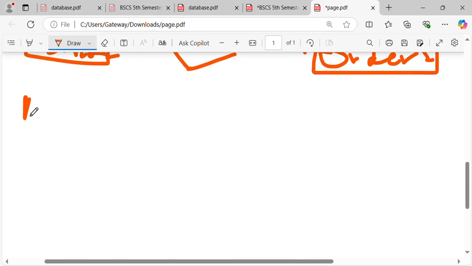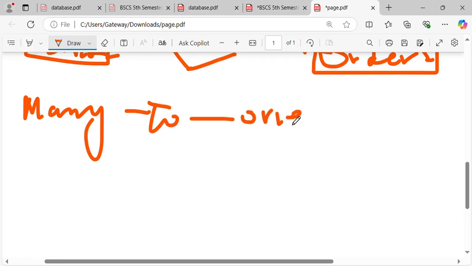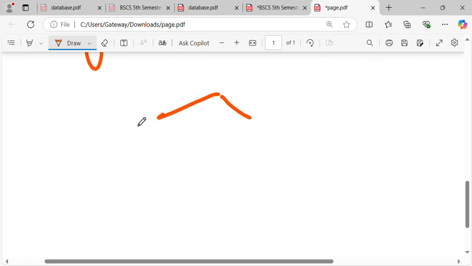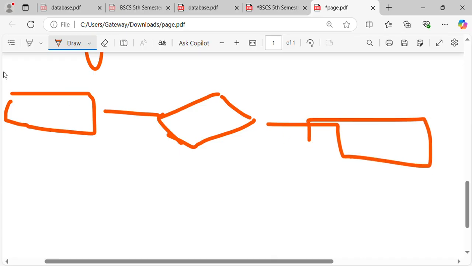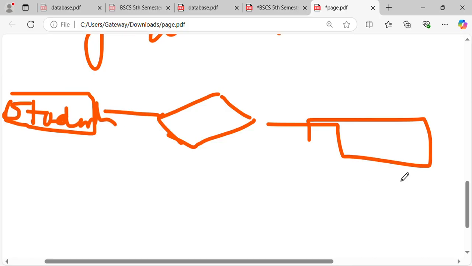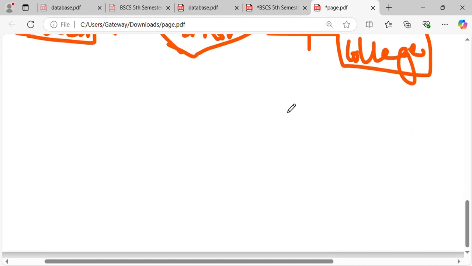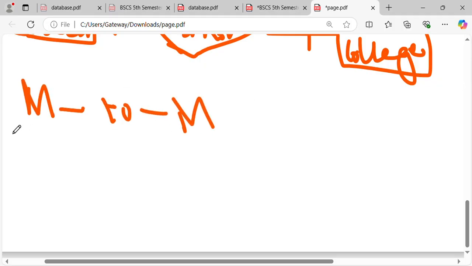Then we can have a many-to-one relationship, and we are going to have the diamond and the entities here. For example, many students can enroll in a college or study in a college. We can have many examples of it. Enrolled. M1. And then we talked about the many-to-many relationship, right?